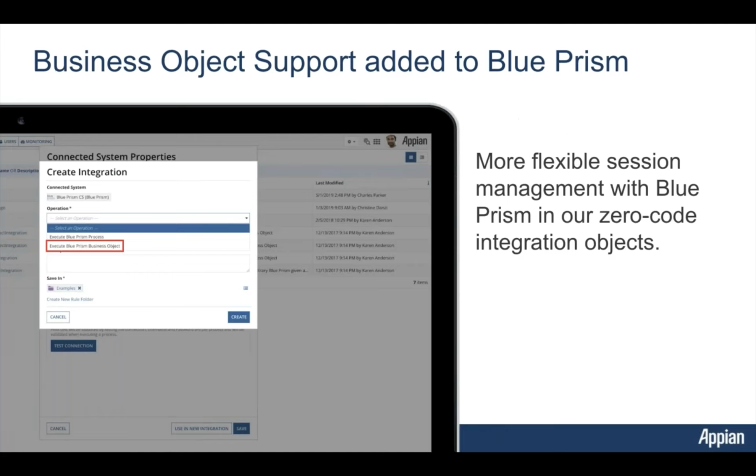Going on to integrations for a while, we now have business object support added to Blue Prism. So this gives you more flexible session management with Blue Prism and our zero-code integration objects. Most importantly, we've heard that Blue Prism business objects are more flexible for session management than processes, and that using them always allows for close adherence to Blue Prism's best practices. So we enhanced the Blue Prism connected system to give you that functionality. Now you can discover and configure available business objects and their data inputs, and this allows you to quickly and easily call them from Appian using a no-code design experience.